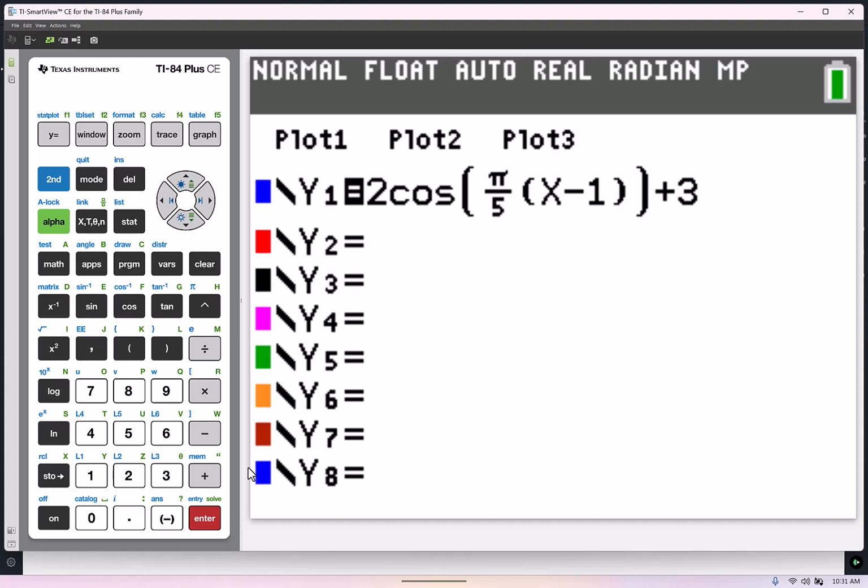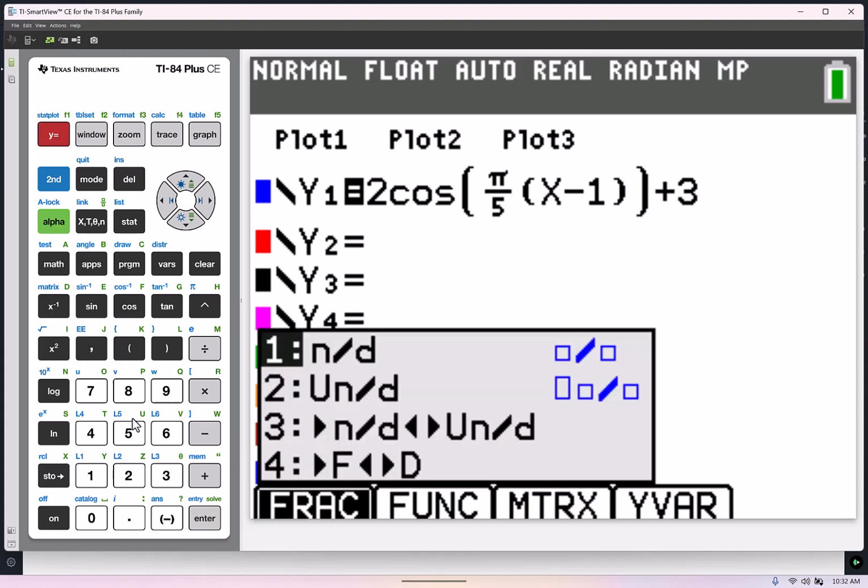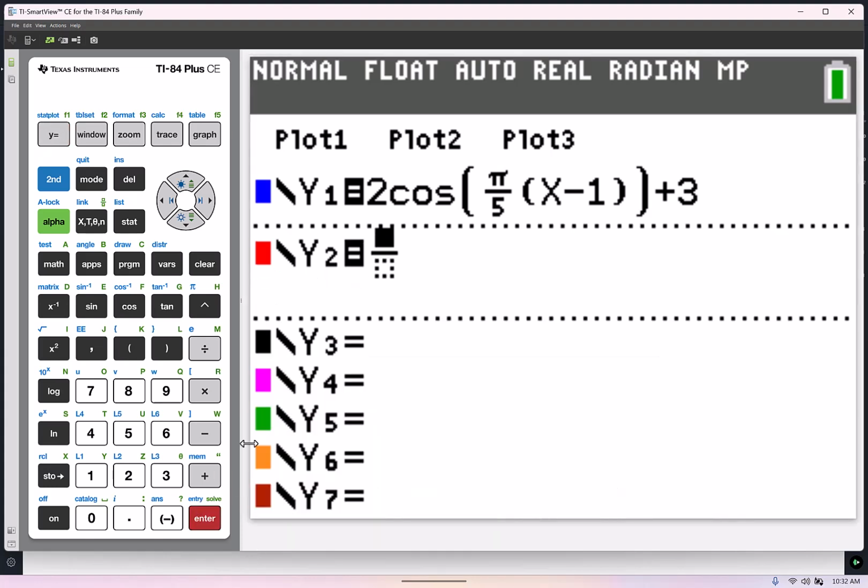Does everyone have that? Yes, miss. You push alpha, and then you push the y equals button, and then you have these options. Push the number 1. Just push enter, and you get the little fraction. Alpha is right next to the x, or right below the second button. I haven't graphed yet, guys. I haven't done anything yet. All right. Does everyone have that equation in there?